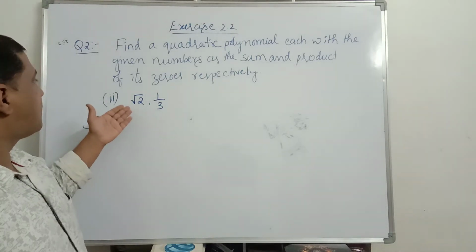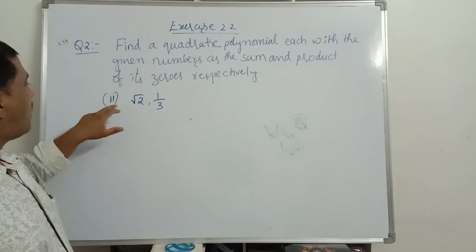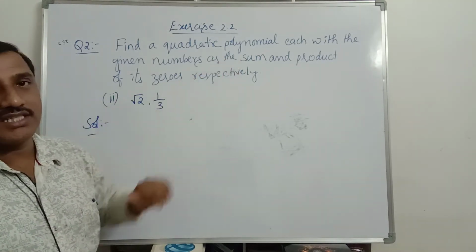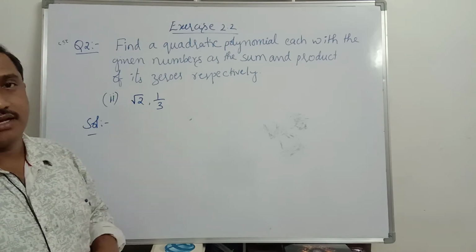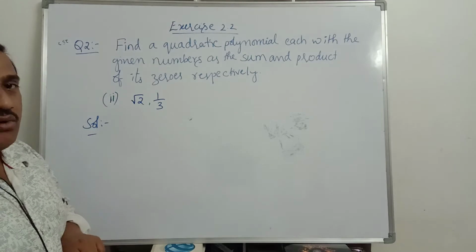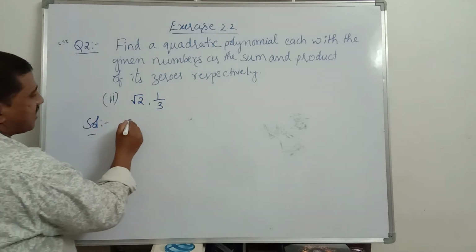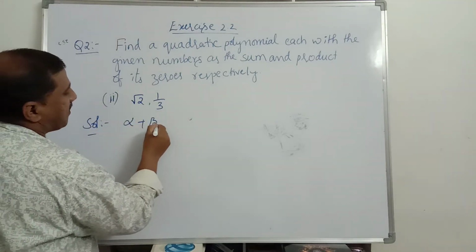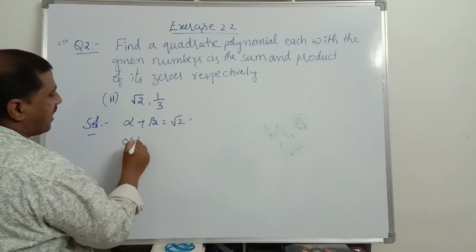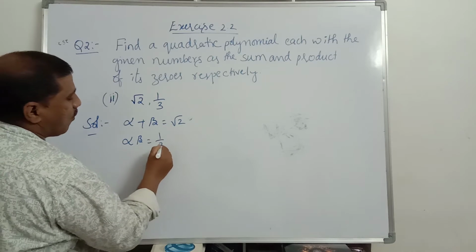Now the second bit, from the second sum: root 2 comma 1 by 3. Root 2 represents the sum of the zeros and 1 by 3 represents the product of the zeros. Then what is the quadratic polynomial? We have to find out. So given data, alpha plus beta, that is the sum of the zeros, is equal to root 2. Product of the zeros, that is alpha into beta, is equal to 1 by 3.